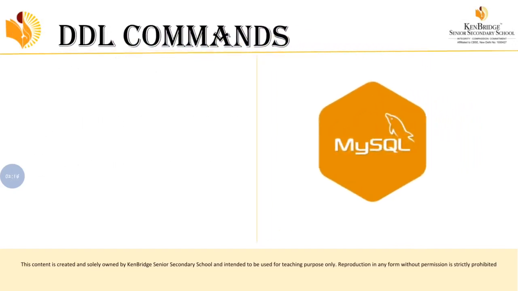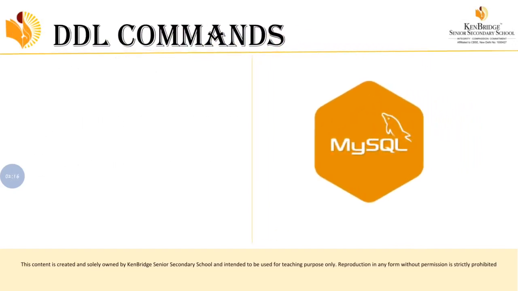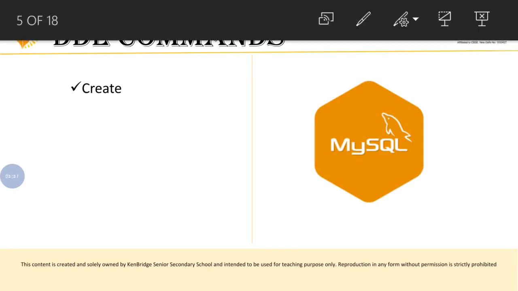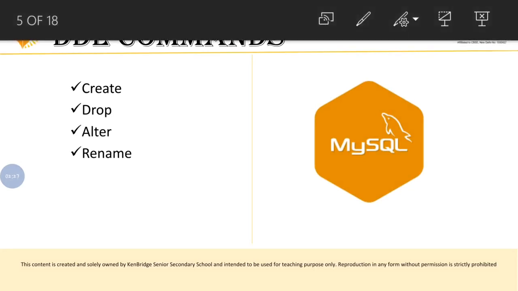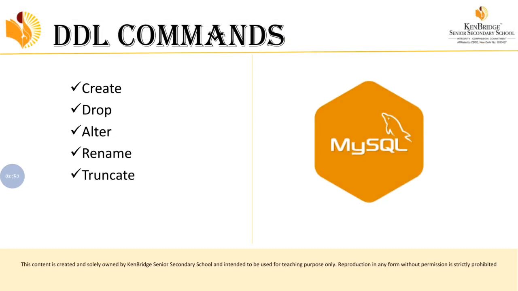So let's see what commands are available in DDL. The first command present in DDL is create, drop, alter, rename, and truncate. So these are the commands available in DDL: create, drop, alter, rename, and truncate. About these 5 commands, we are going to see the syntax, example, and output now.